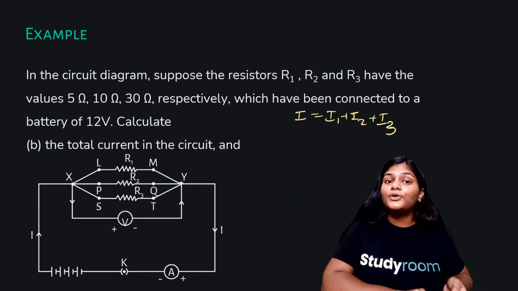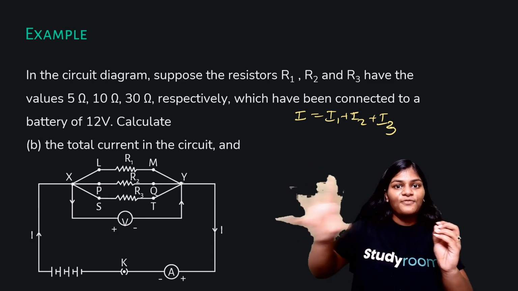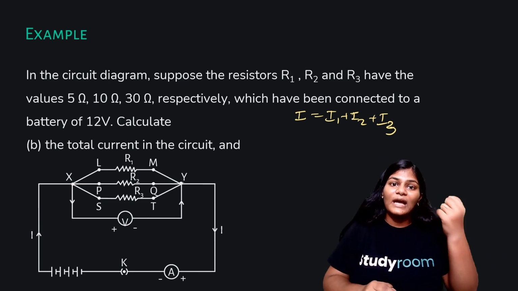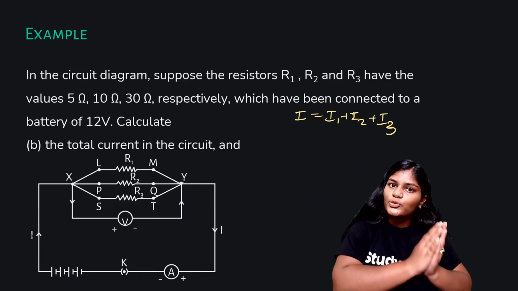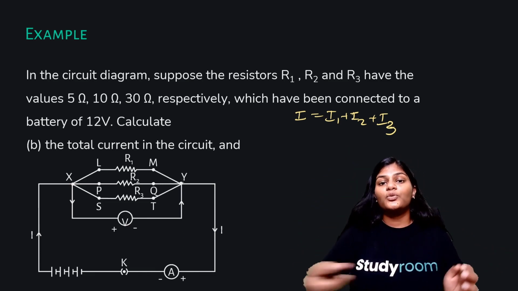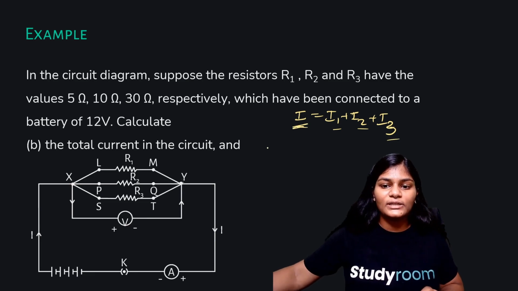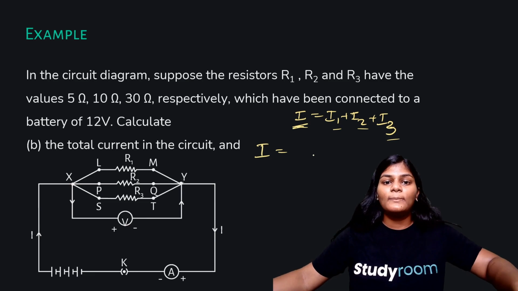Like we talked about the toffee example, the 10 toffees get divided into 1, 5 and 4. So all of these should be equal to 10, right? Similarly, I is divided into I1, I2 and I3. So I1 plus I2 plus I3 should be equal to the original I. We just calculated the values of I1, I2 and I3. So the total current in the circuit is going to be nothing but I1 plus I2 plus I3.